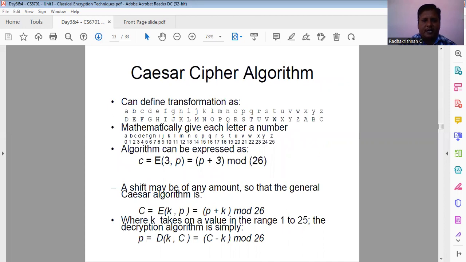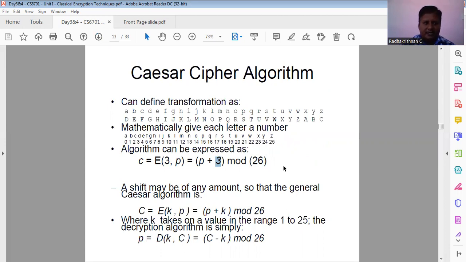And the corresponding algorithm is ciphertext C equals E(3, P), which is nothing but (P + 3) mod 26. So your plaintext position plus 3, combined together by addition with the modulo 26 operation, gives the final result, which is your ciphertext.